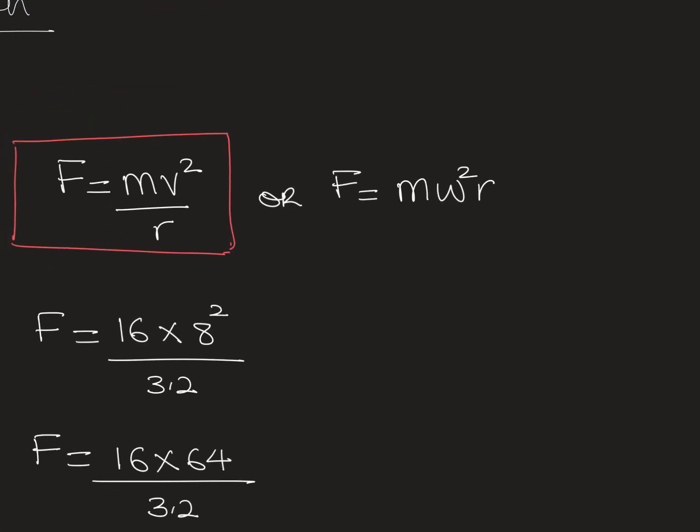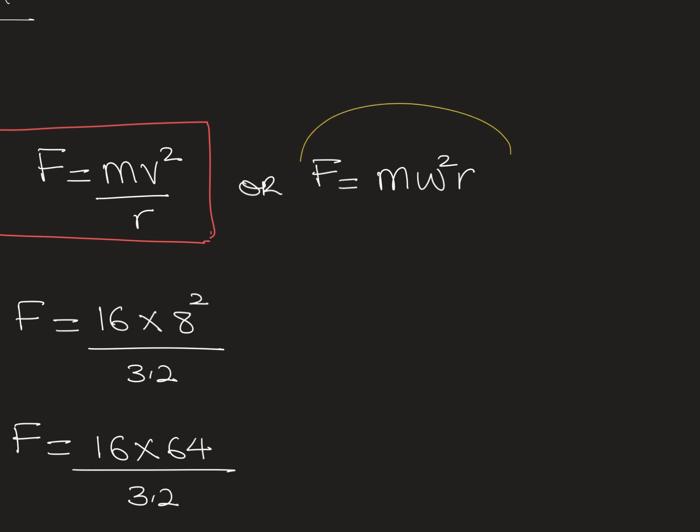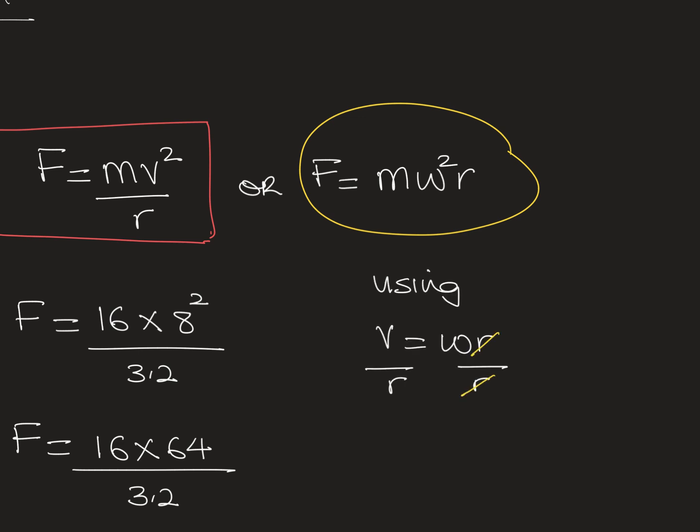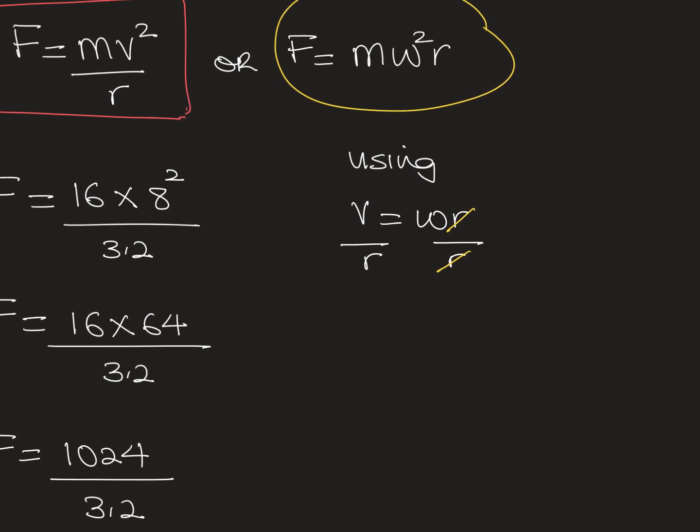But what if we wanted to use the formula F is equal to m omega squared r? It means we will first have to find the angular velocity. You don't have to show the alternative, but I am just trying to show you how you can get that. Using v is equal to omega r, if I want to find the angular velocity omega, I will divide both sides by r, right? We agree on that. So the r cancels, which means omega is equal to v divided by r.